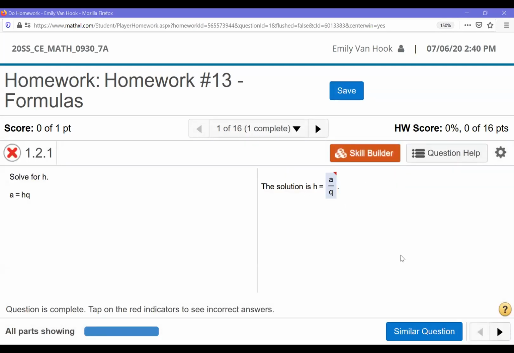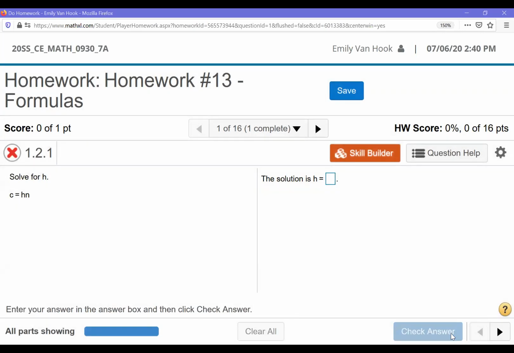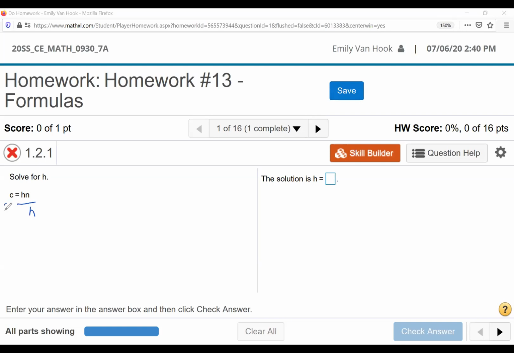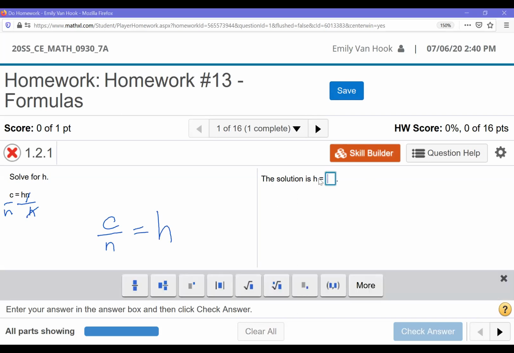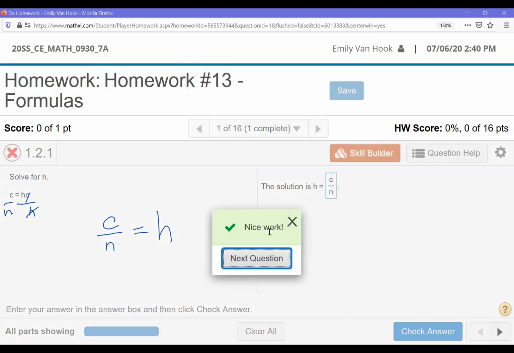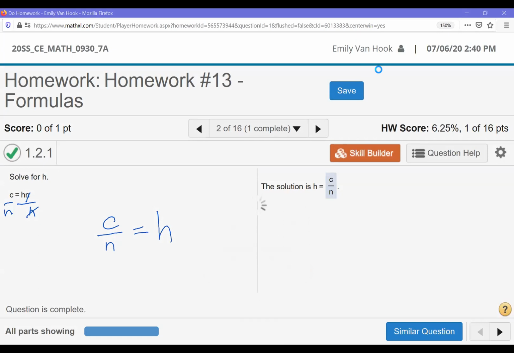So I'll just do a similar question. So C equals HN, solve for H. I'll divide both sides by N. So C over N equals H. So all I need to do is type in C over N in my answer spot, because I already have the H equals given. So H equals C over N, and I've done it in lowercase this time. Okay, good.